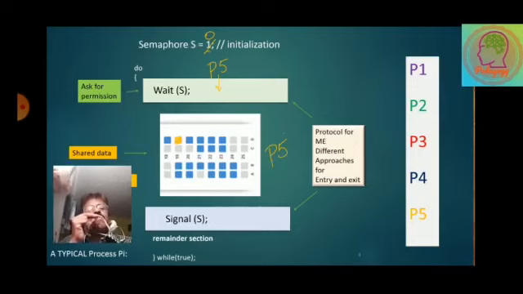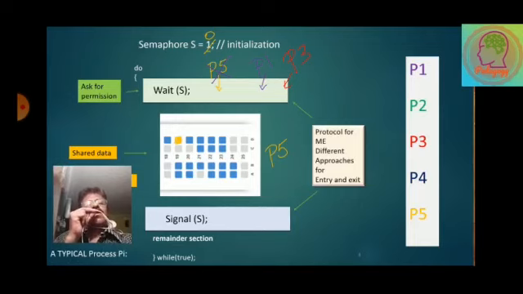That means some process is executing in the critical section. So S is equal to 0, P5 shares the data, and whenever P5 completes its task, it has to send a signal that I have completed my task and another process can enter. Now at this time P1 enters into the ready queue, P3 also enters into the ready queue, but until and unless S equals 1, no process will be allowed in the critical section.